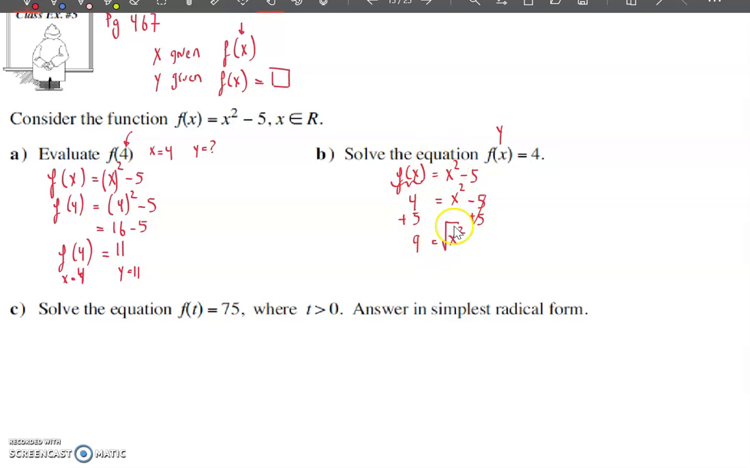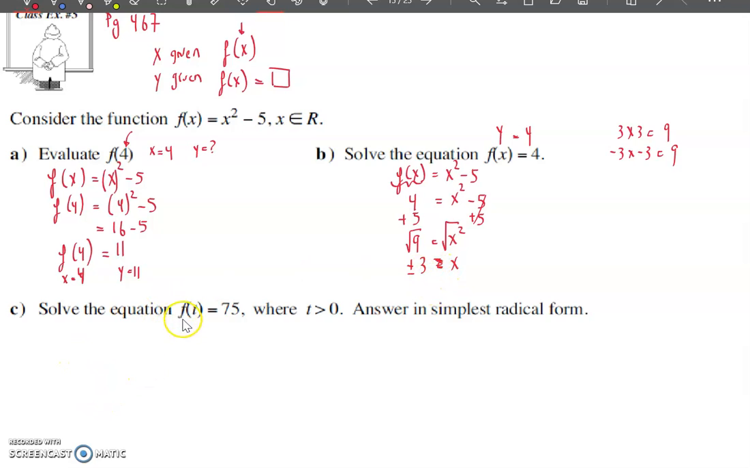Now we need to square root both of them. So x on this side can be either positive or negative 3. So remember, you can either have 3 times 3 becomes a 9, or negative 3 times negative 3 can become 9. So the answer is both positive and negative 3. So this question, the y was given to you, and you found out what x is.